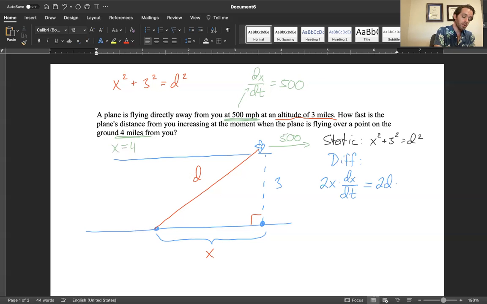2D times dD/dt. Oh, now I wish I had chosen a different letter for that. Tell you what, let's make it capital D, just because. That's going to be equal to capital D squared, and then this will be capital D.